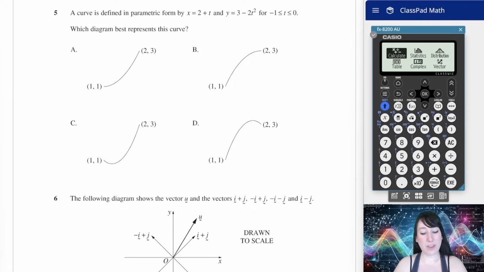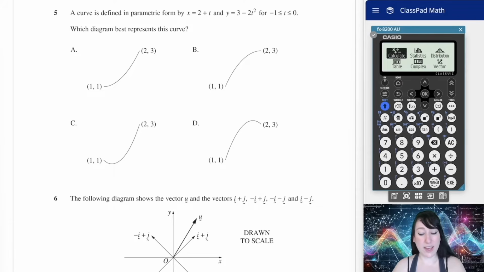Question 5. A curve is defined in parametric form by x equals 2 plus t and y equals 3 minus 2t squared for -1 less than or equal to t less than or equal to 0. Which diagram best represents this curve? Okay, so x is linear, while y is quadratic. So the points horizontally should progress in a linear fashion. However, the y-coordinates of those points would form a parabolic shape.